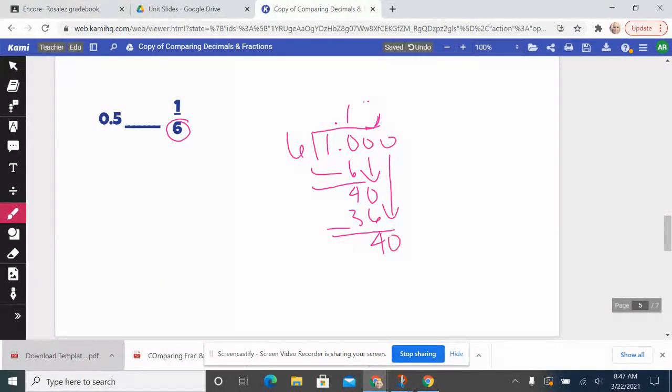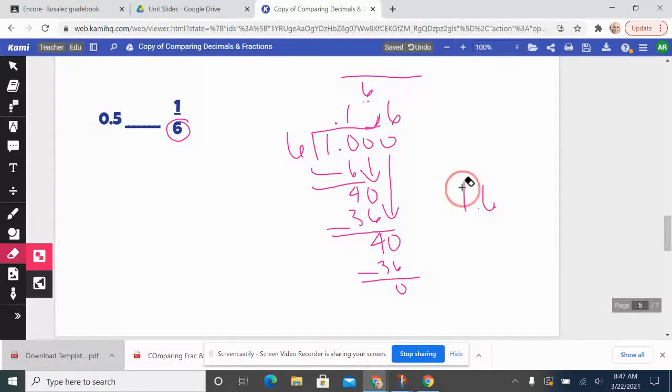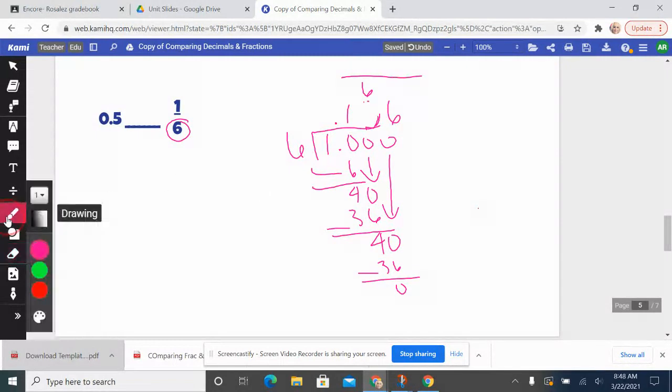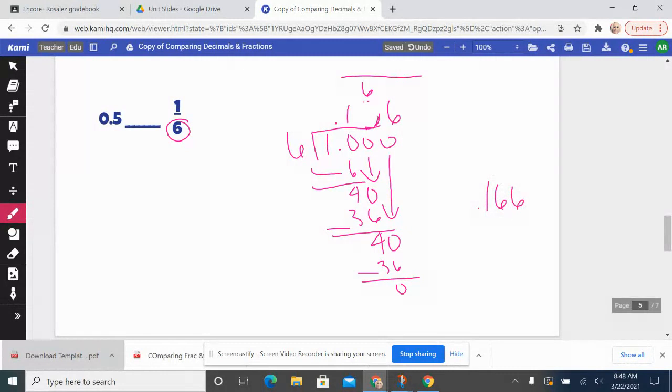I have a 0. I bring it down. Now, what you're noticing is that it's repeating, right? So I'm going to write it right there. That was a 6. So 6 times 6 is 36. And then you're noticing that it's just going to go on and on for quite a while, and we'll have a repeating decimal. Let me erase that. You'll have 0.166. I put the decimal in the wrong spot.